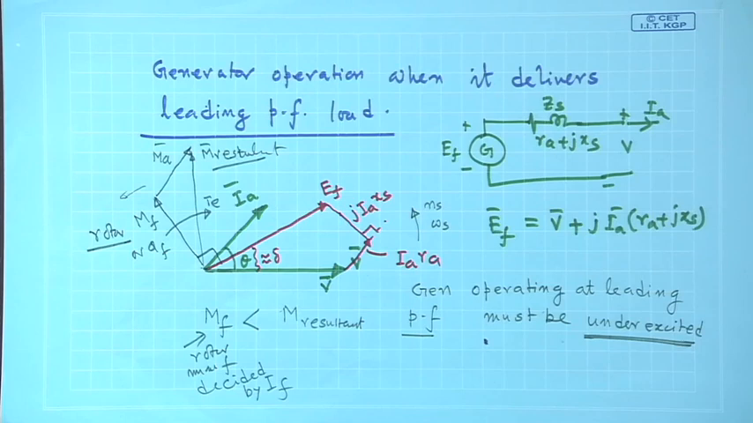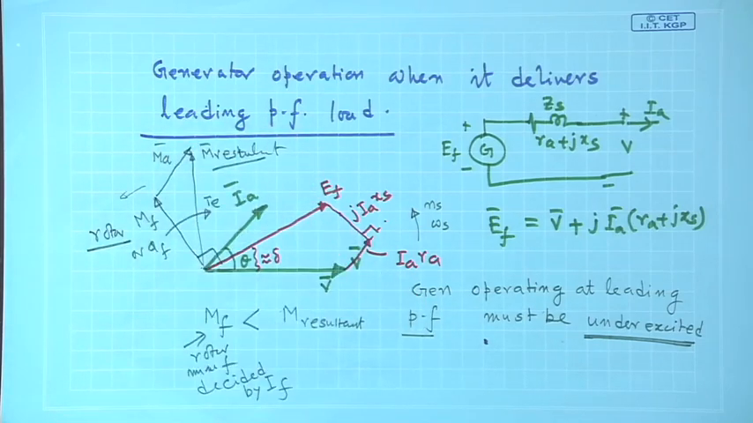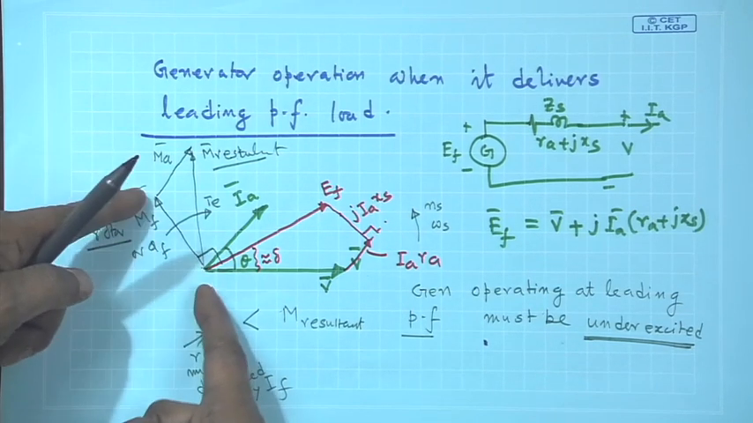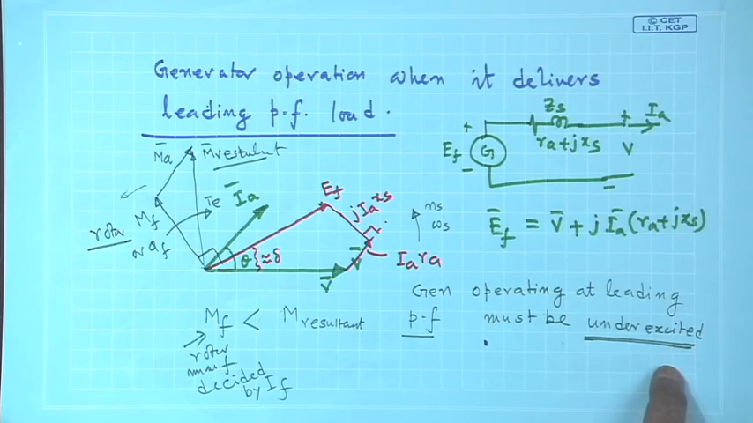Under excitation, over excitation: the idea is that, if you have this complete phasor diagram, you conclude by comparing the length of the rotor field MMF and the resultant field. If the rotor field length is less than the resultant field, it must be under excited, we call it. In case of lagging power factor load, we have seen that it will be over excited.